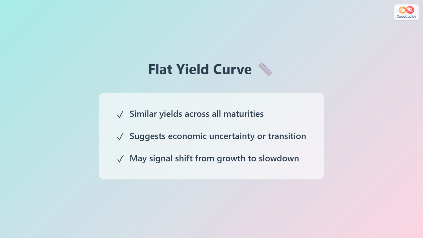A flat yield curve emerges when bonds across different maturity periods offer similar yields, creating a horizontal line on the graph. This pattern typically appears during periods of economic uncertainty or transition, when markets are unsure about the future direction of the economy. A flat curve may signal a shift from economic growth to a potential slowdown, representing a middle ground between optimistic and pessimistic scenarios. It often occurs as a transitional phase, either moving from a normal curve toward inversion or recovering from an inverted curve back to normal conditions.